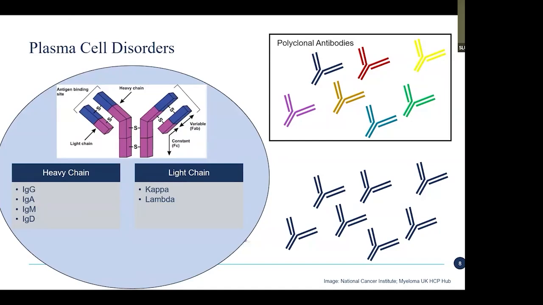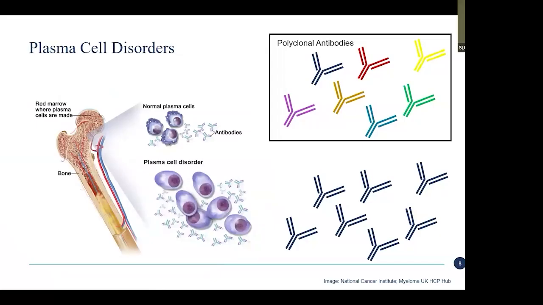This is attached through a disulfide bridge. And so polyclonal antibodies are everyone has them. And so we expect to have a normal number of different quantitative immunoglobulins within our system, a normal number of kappa and lambda that we typically see.